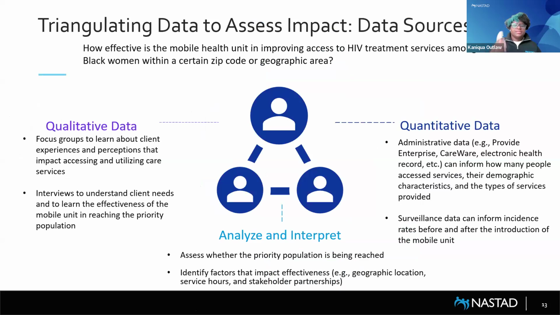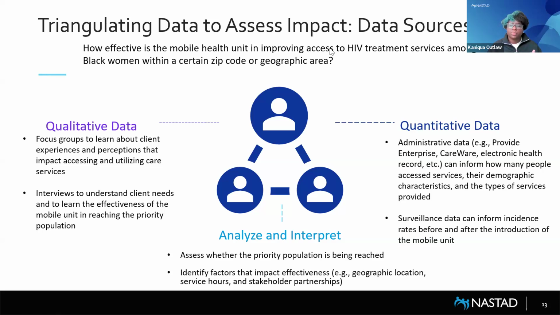Awesome, thank you. So I want to give you maybe a real world example to provide some context behind public health triangulation and what that means. So in this example, I'm going to walk through an evaluation question that asks, how effective is a mobile health unit in improving access to HIV treatment services among Black women that live within a certain zip code or geographic area? Now, you could use a combination of data sources to help you evaluate the effectiveness of the mobile health unit on this population.